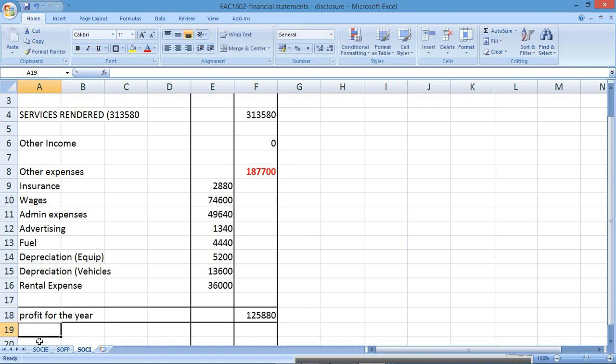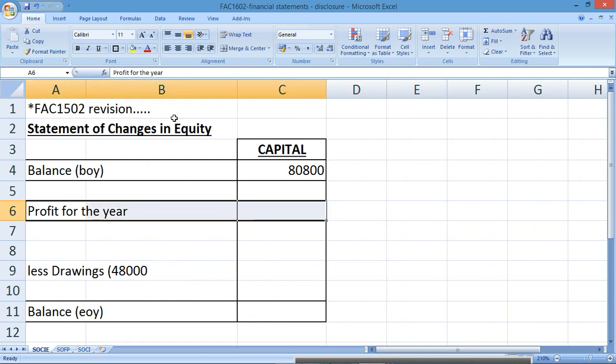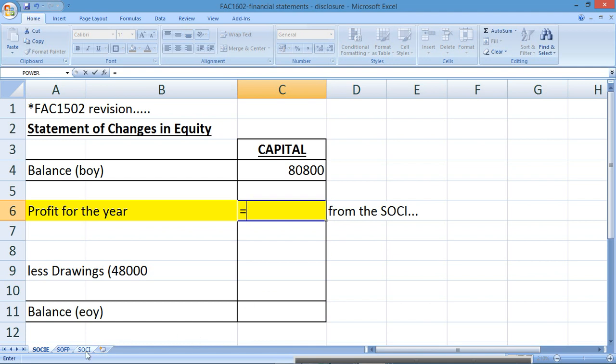for the year. Right, and this is going to be referenced where? Statement of changes in equity. Good. So that needs to be recorded in there, for the profit of the year. Exactly. Okay, that's from the statement of comprehensive income. That's pretty much where you're getting it from. Alright, so that's going to come from there, and there's the amount.